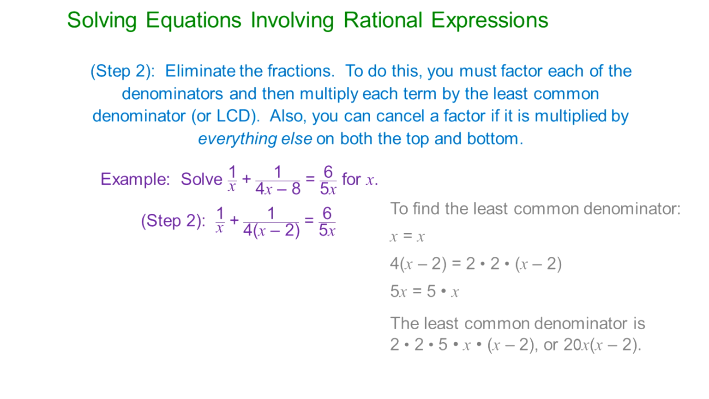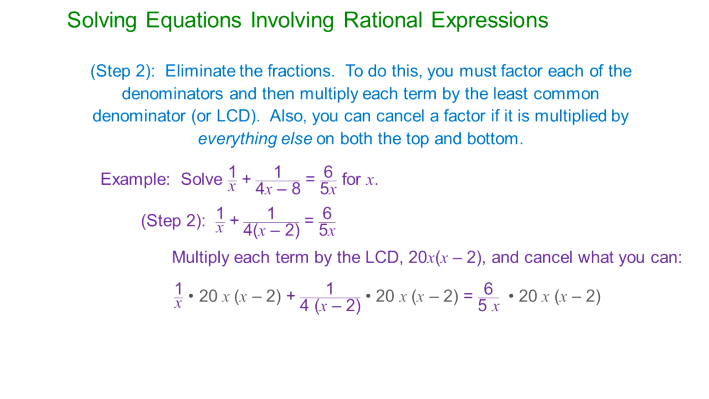If you thought that the least common denominator was 20 multiplied by x minus 2, I'll talk about why that's wrong in a moment. For my next step, I'm going to multiply each of my terms by this least common denominator.